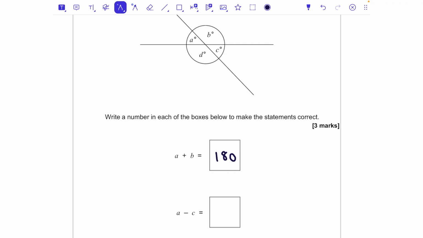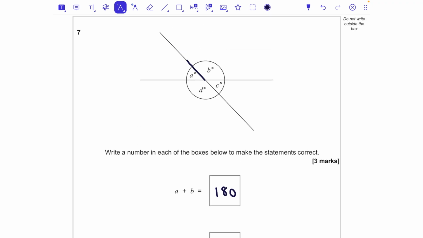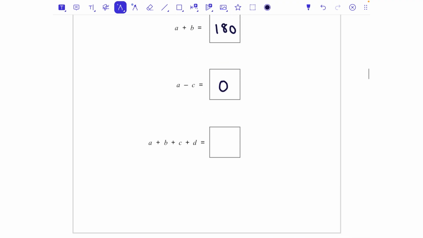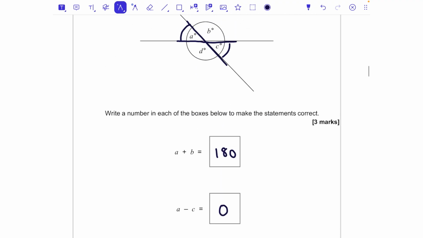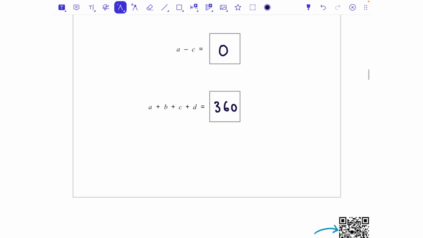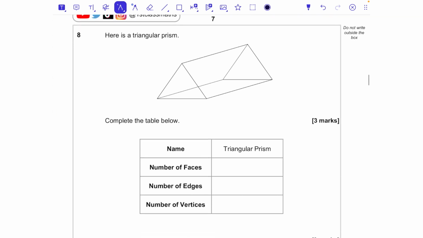A take away C. Now A and C are opposite angles. When you've got two lines like this, the angle here and the angle here would be equal. So we don't know what they are, but whatever they are, if we start with A and we take away C, we're going to get nothing. So they are the same, so the difference would be 0. A plus B plus C plus D, so that's all of the angles around a point, and that adds up to 360.